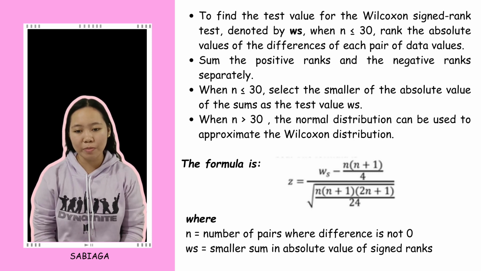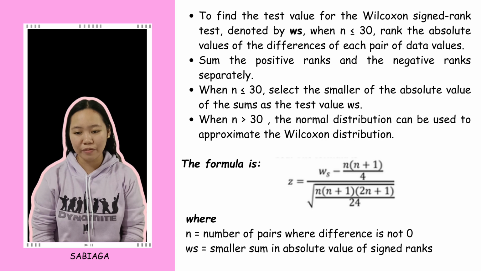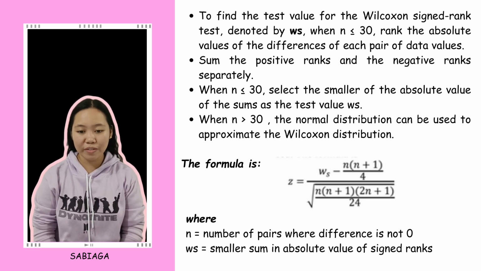So we need to use the formula: z equals WS minus n times n plus 1 over 4, all over the square root of n times n plus 1 times 2n plus 1 over 24, where n is the number of pairs where the difference is not 0, and WS is the smaller sum in absolute value of the signed ranks.